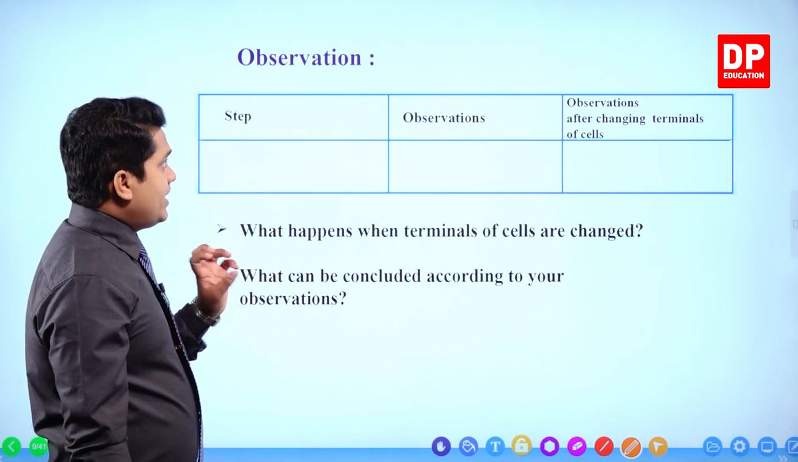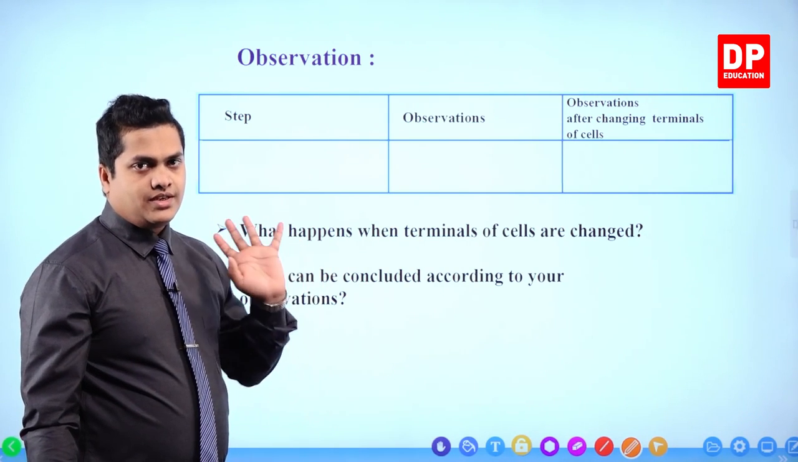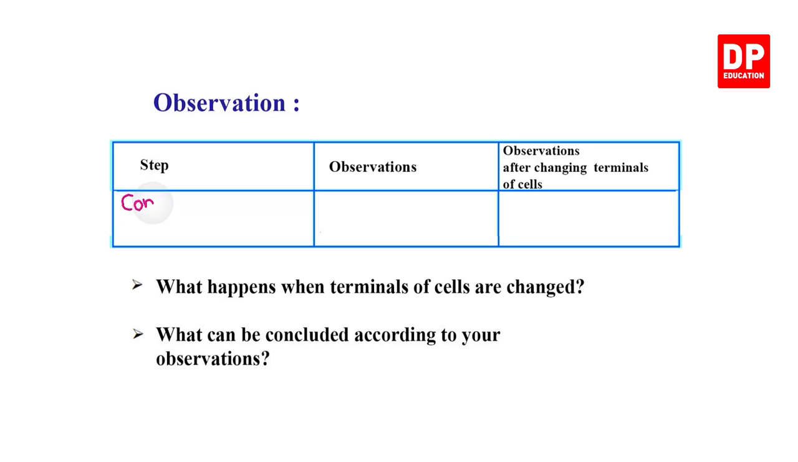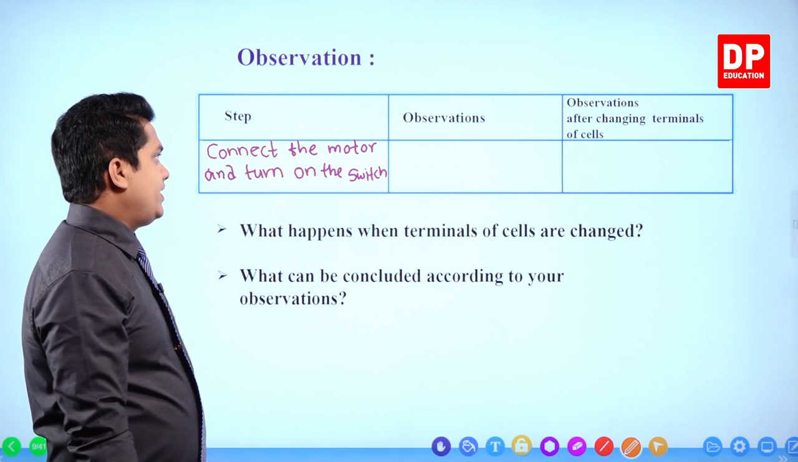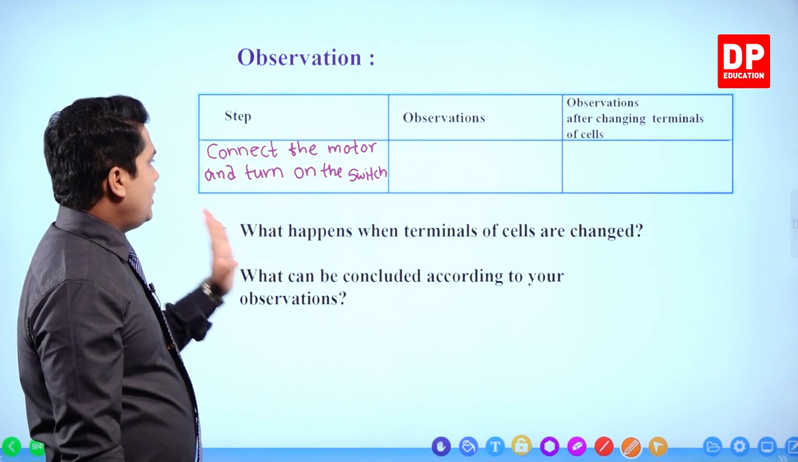So we'll write down the observation. The first step, connecting the motor to the circuit. First step is connect the motor and turn on the switch. This is the first step of the activity. So connect the motor and turn on the switch.